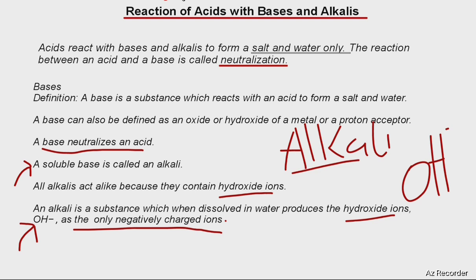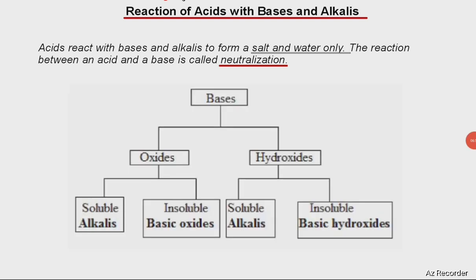Okay, let's look at something interesting. When you look at this table here, you can see that all oxides and hydroxides are all bases. All oxides and hydroxides are what? All bases. Hydroxides are bases, oxides are also bases. Now on the part of hydroxides, if the hydroxide happens to be soluble in water, it's called an alkali. So that is how alkalis actually come about.